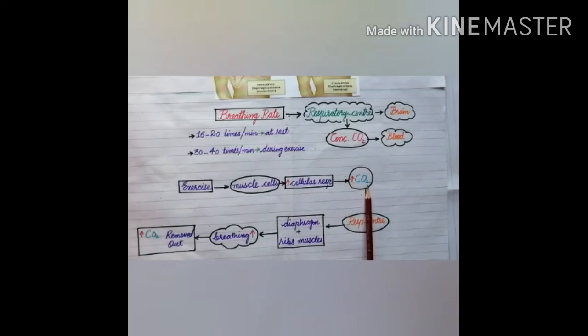This greater amount of carbon dioxide stimulates the respiratory center. After stimulation, this respiratory center sends messages to the diaphragm and rib muscles to increase the rate of breathing so that more carbon dioxide can be removed from the body. So in this way, the breathing rate is controlled by the respiratory center.